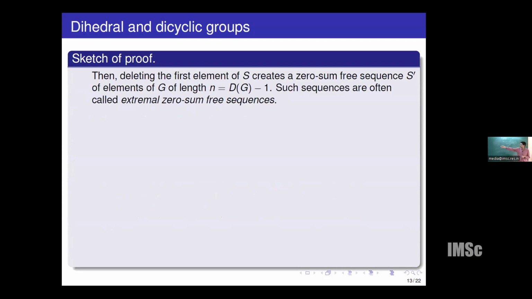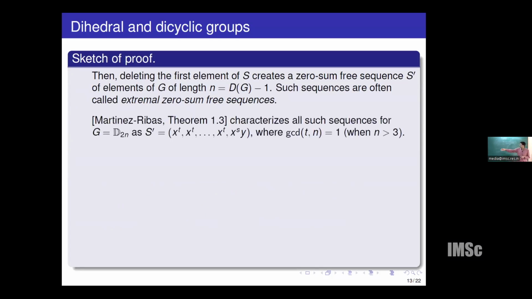Now the point is that there was a paper by Martinez and Ribas which characterized all extremal zero sum free sequences for D2n as well as Q4n actually. And this basically gives us how all these sequences will look like. This is for n greater than 3, but for n equal to 3 also there are only 1 or 2 types, so it's easy to account for those cases. And now what we do is we show that if there is a sequence like this and if we add any element to it, then it cannot be a minimal zero sum sequence because it will have a proper subsequence which adds up to 0.